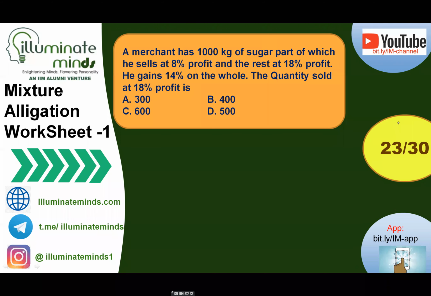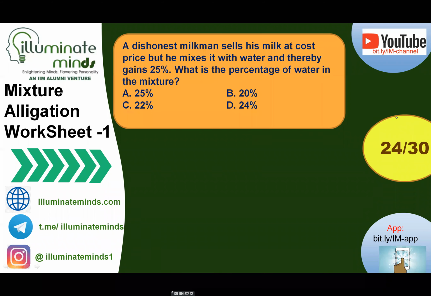Next one is question number 24. Question number 24 says a dishonest man sells his milk at cost price, but he mixes it with water and thereby gains 25%. Okay, no problem. What is the percentage of water in the mixture? So let's say he sells 100 liters of milk. If he has to gain 25%, that means 25% of this 100 he needs to mix. So this is milk and this is water. For 100 liters, he needs to mix 25 liters of water. Correct. So what is the percentage of water?